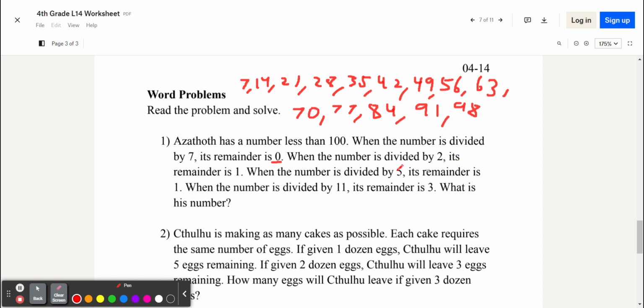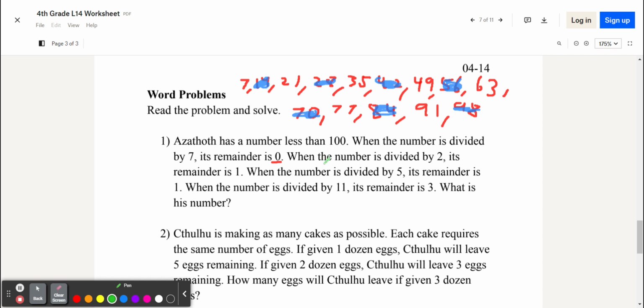It says when it's divided by 2, its remainder is 1. So what does that mean? Well, that means it's an odd number, because even numbers are all divisible by 2, which means the remainder will be 0. And so odd numbers will have a remainder of 1. So that means I'll use blue. It's not 14. It's not 28. In fact, every other one is even, and we know it's not even. So we can just remove every other one.